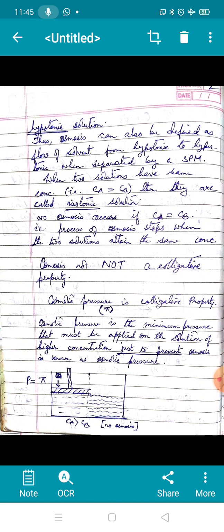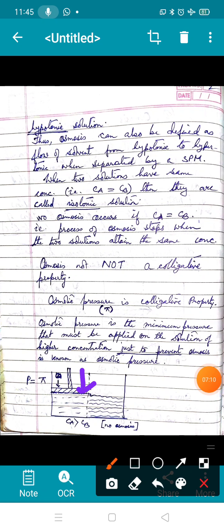the higher concentration side, if we apply a pressure on this side, we have assumed that Ca is having higher concentration, so we apply pressure so that the flow of solvent from lower concentration to higher concentration just stops. Remember, it should not be more than that, just stops. So whatever pressure we are applying here, which is labeled as pi, that much pressure is called osmotic pressure.